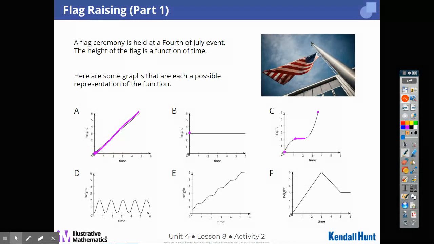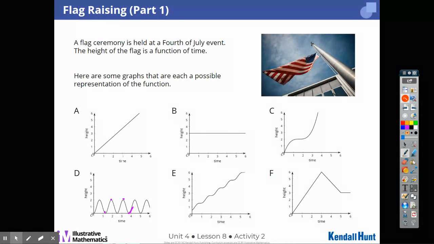Well, graph D might be someone who is inexperienced. So the flag starts at the bottom. He pulls it up till it reaches 2 meters, and then the flag falls back down. And he pulls it back up again, and it falls back down. And he pulls it up again, and it falls back down. And it does that 5 times.